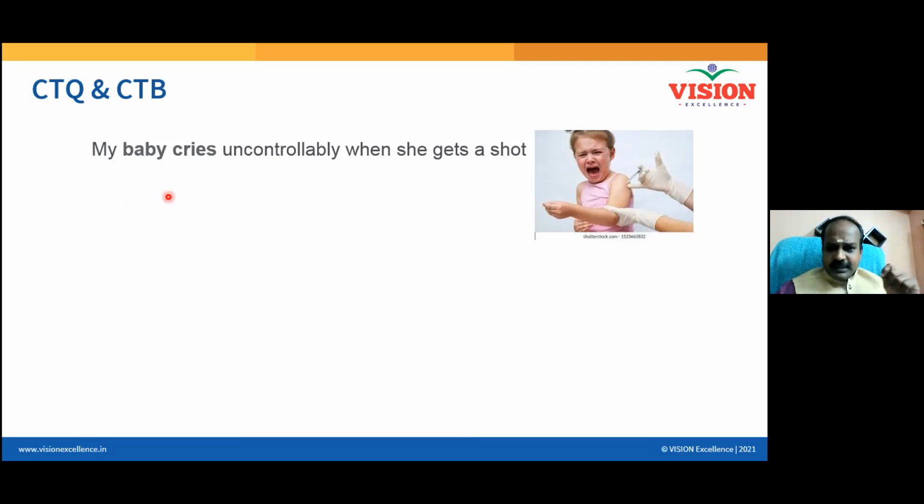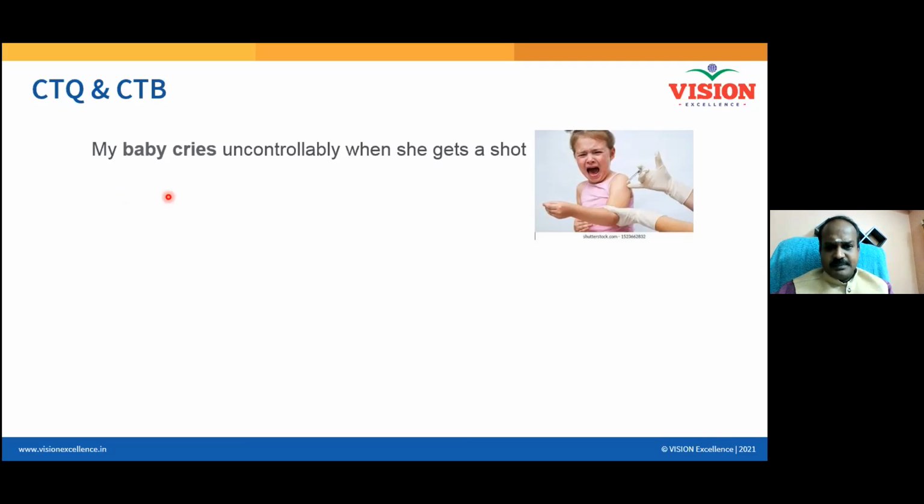So that means the child is crying uncontrollably, and a solution to the problem has to be offered. And why is the child crying? We need to understand. You know why the child is crying? Because the injection is injected. And now what is causing the pain?